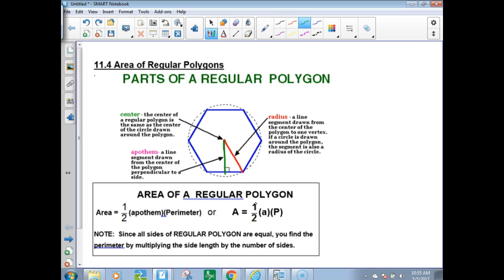But what you need to know is that the formula for the area of a regular polygon is half of the apothem times the perimeter. Now, the perimeter is the blue part, all the way around the outside. Since a regular polygon has all congruent sides, if you know one of the sides, you just multiply by the number of sides to get the perimeter. As far as the formula goes, I tend to do the apothem times the perimeter and then divide by 2. So that's sort of how I'm going to do them.